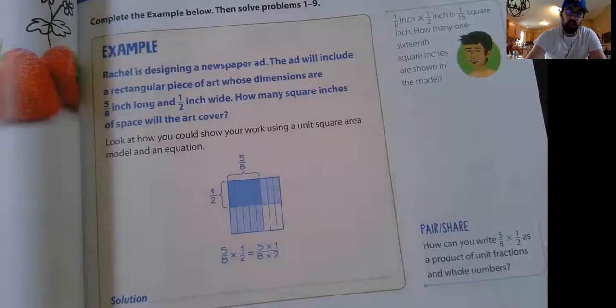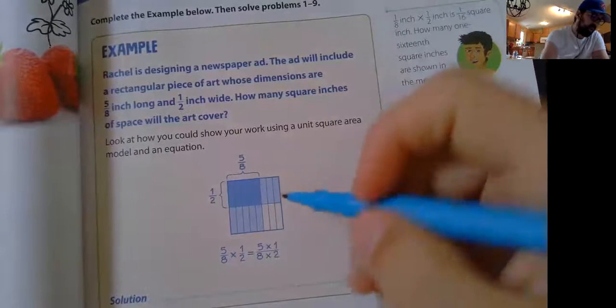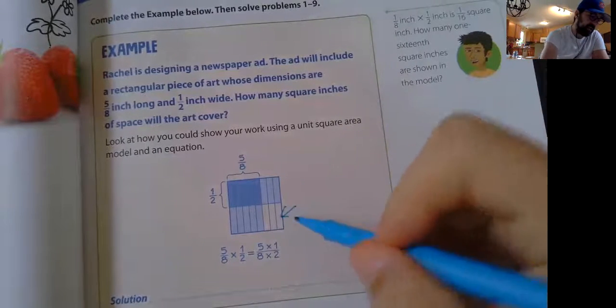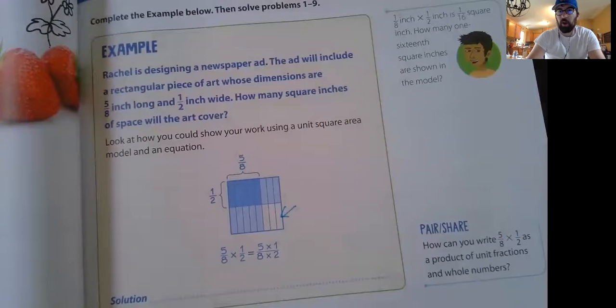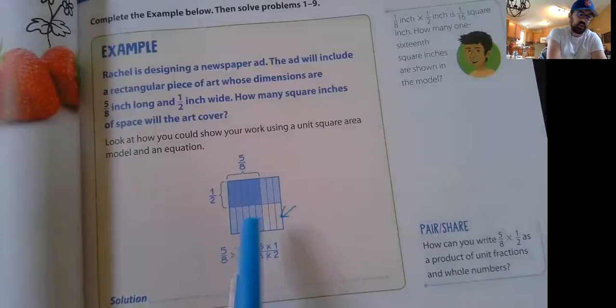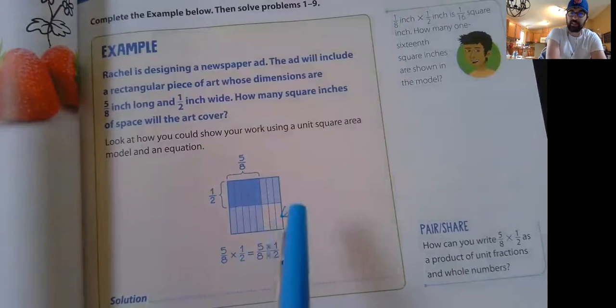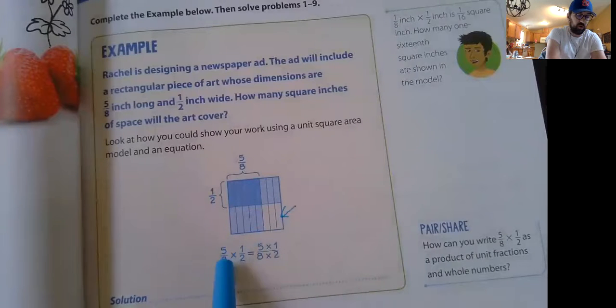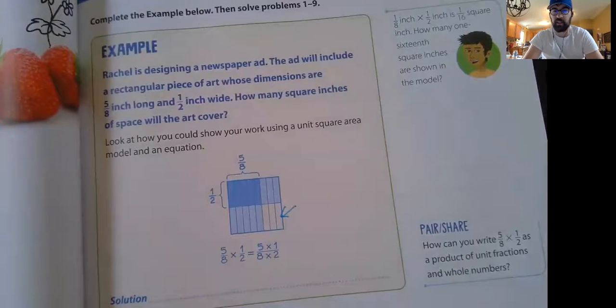The question though is, what is the size of just one part of this? Well, if these are halves, it means there are 2 rows, and these are eighths, so there are 8 columns. A 2x8 array is 16. So that section there is one part of 16. We know our answer is going to be in the 16ths.